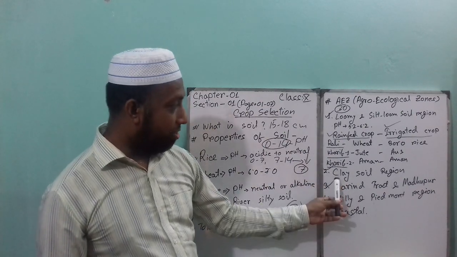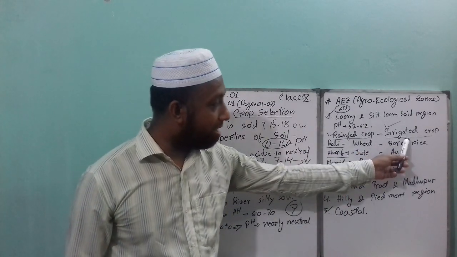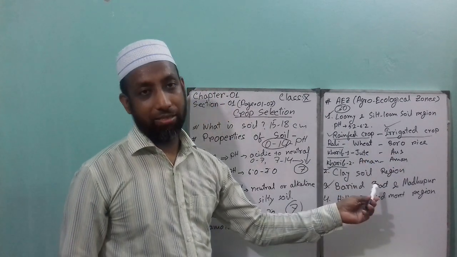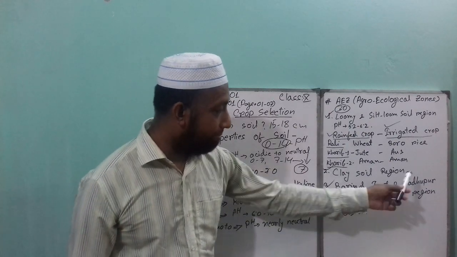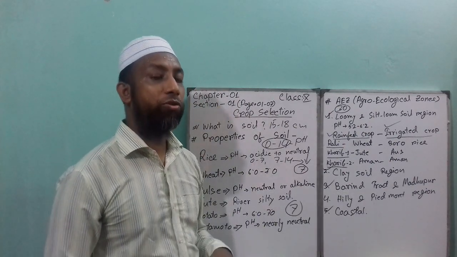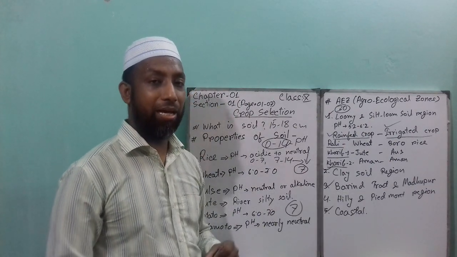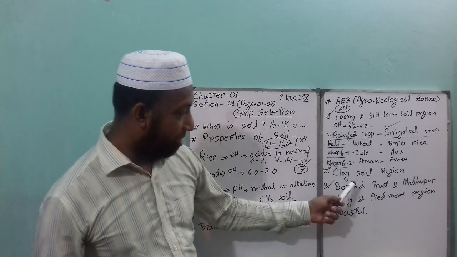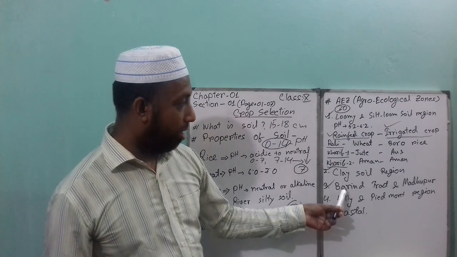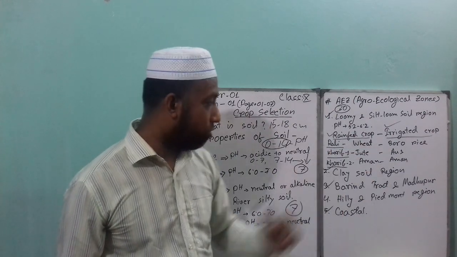So in this region, rain-fed crop and irrigated crop both are rice. Remember that. Next point is Barind tract and Madhupur tract. Barind and Madhupur tract soil is a little bit plain and highland, and in this region two types of crops, rain-fed crops and irrigated crops as well.